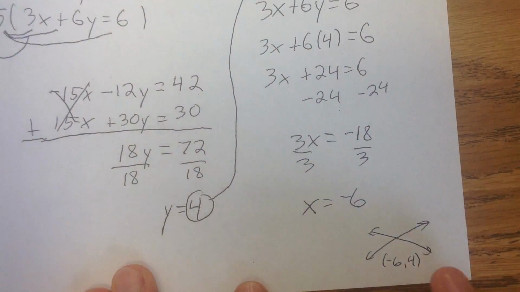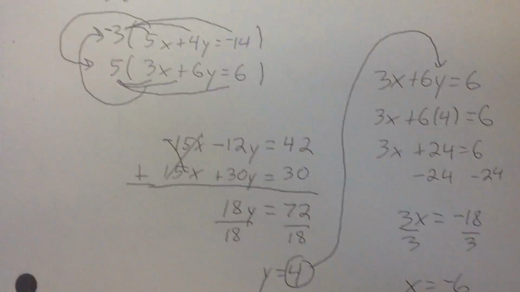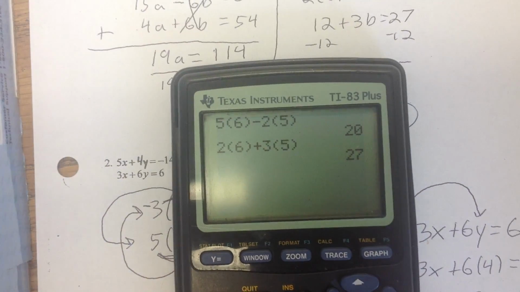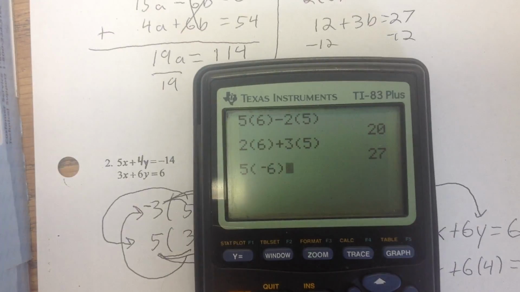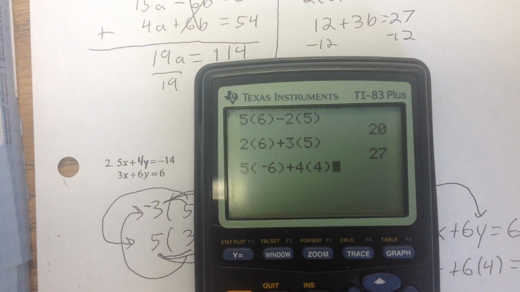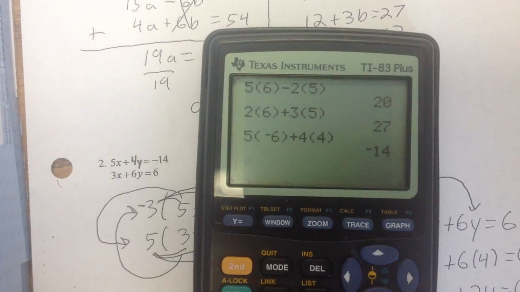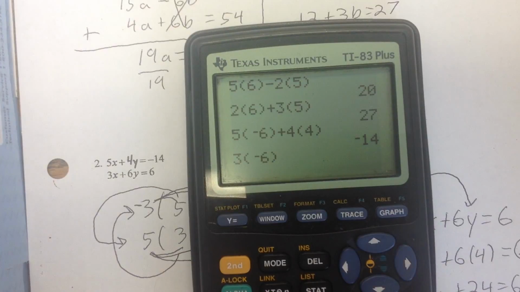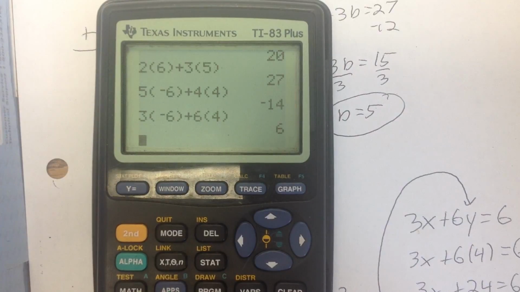Now, before we wrap this up, let's just do one final check. So we're going to go up. We've got our original equations here. 5 times negative 6 plus 4 times 4 should give us negative 14. And it does, so that's good. And then we check the second one. 3 times negative 6 plus 6 times 4. And hopefully this one gives us a positive 6. And look at that, it does. So we know we're right.